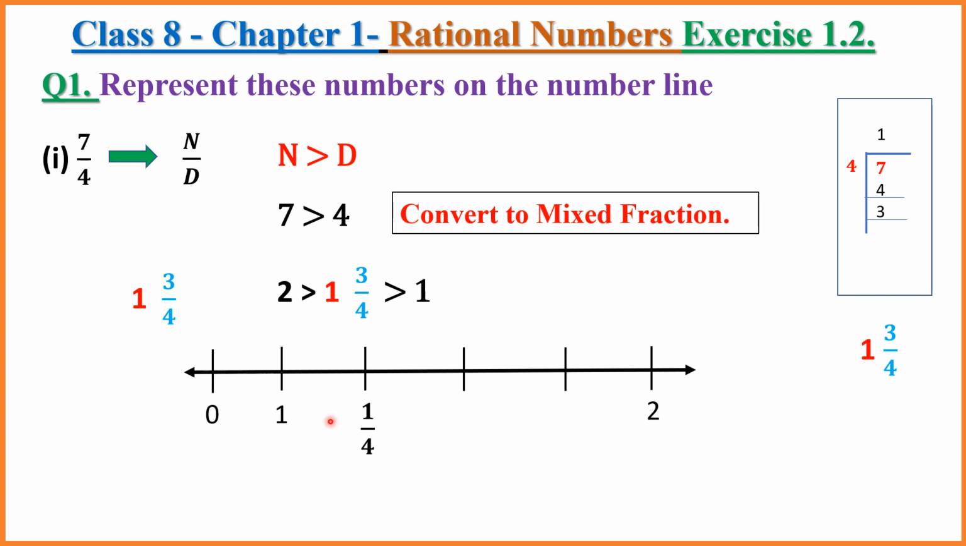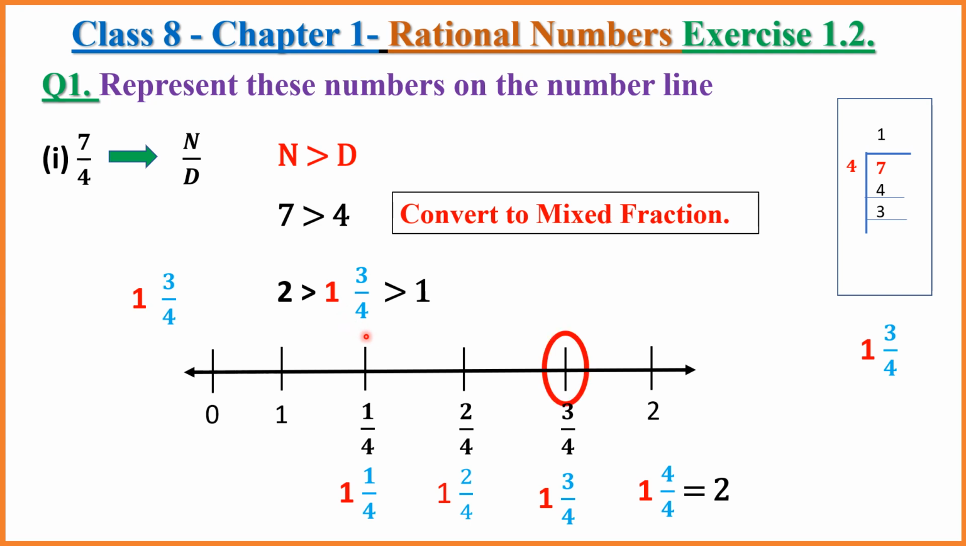So this will become 1 by 4. That is 1 by 4. This is 2 by 4, that is 1 2 by 4. This is 3 by 4, 1 3 by 4. And this is our 1 4 by 4. That is 1 4s are 4, 4 plus 4 is 8 by 4, that is 2. So this is our number line. Now where our number lies, that is 1 3 by 4. So the 1 3 by 4 lies over here.